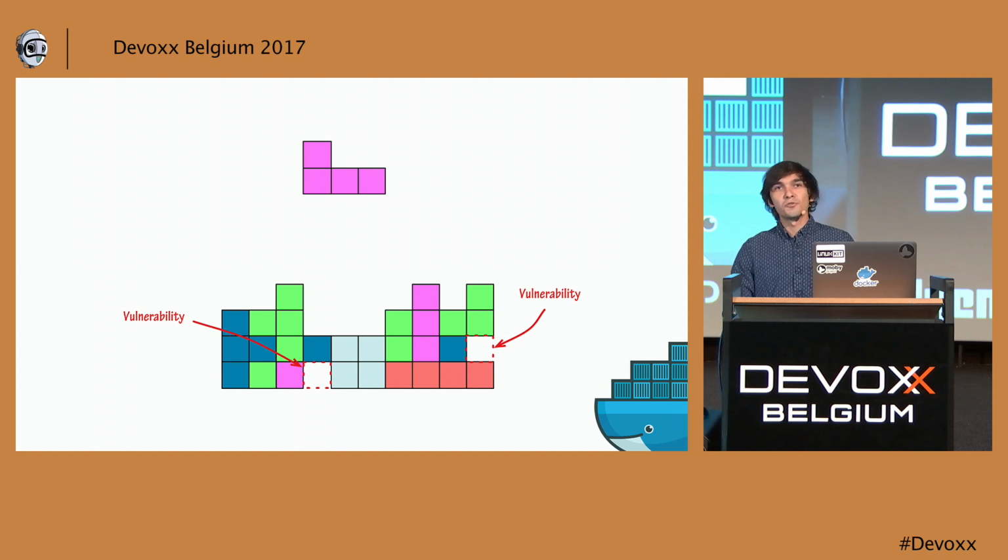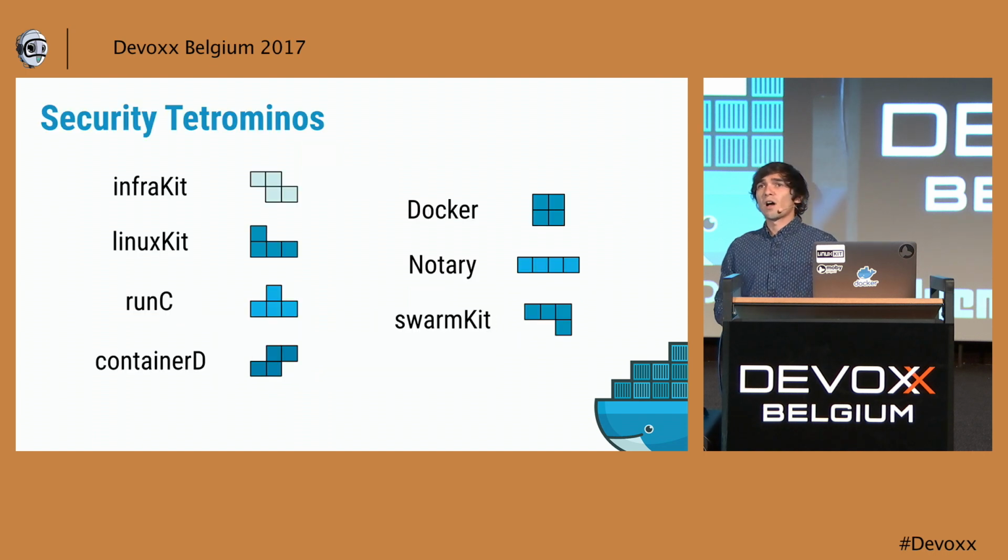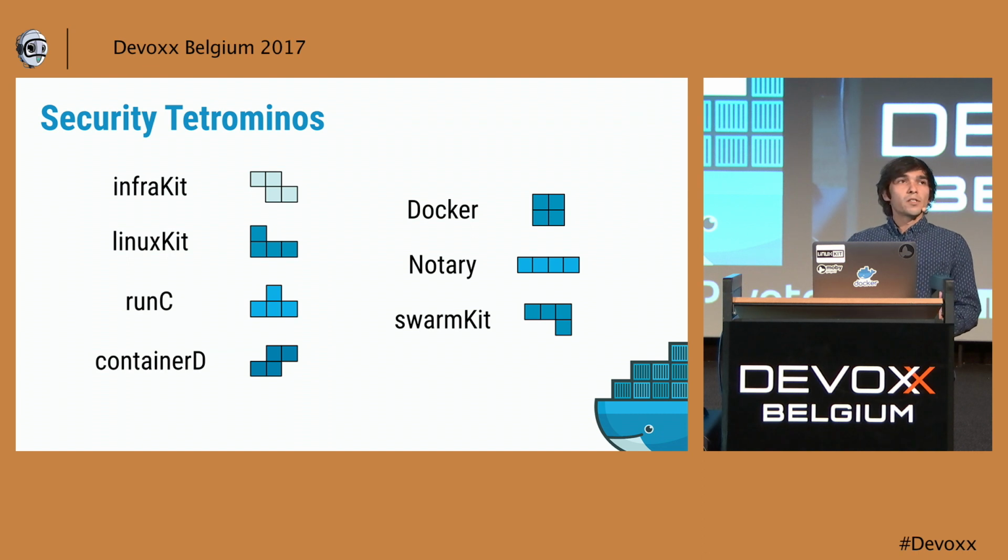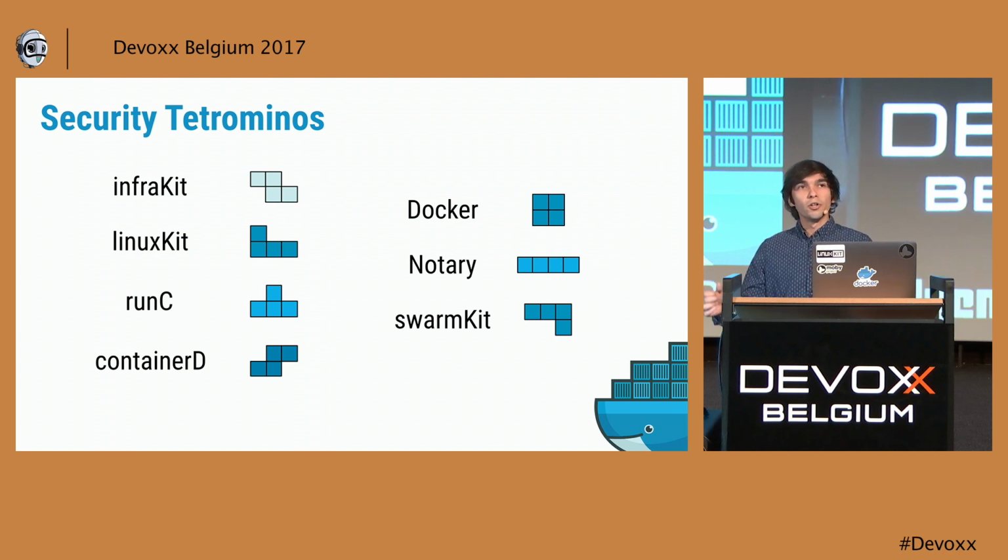So with that, I'd like to introduce a few of our own tetrominoes that we've been working on at Docker, and in this talk, 7 of them. All 7 tetrominoes are open source projects that you can find today on GitHub. I'd like to call them out individually and tell you about how they work under the hood and how they work together. So today I'll be talking to you about Infrakit, LinuxKit, RunC, Containerd, Docker, Notary, and SwarmKit.